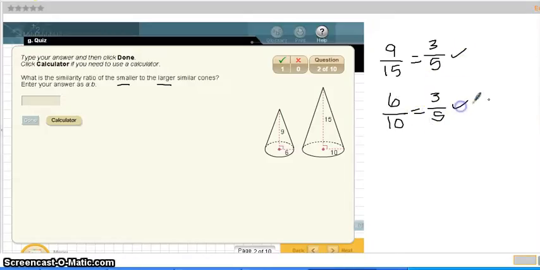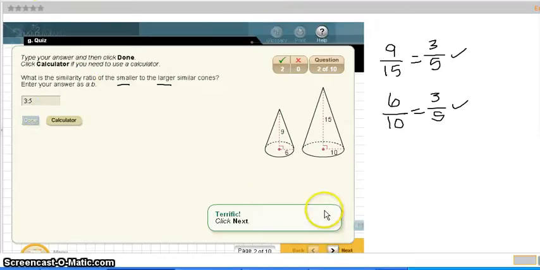Both of these ratios should be exactly the same for the figures to be similar. And then again, when you put them into the answer key, they want the 3 colon 5. And you are done.